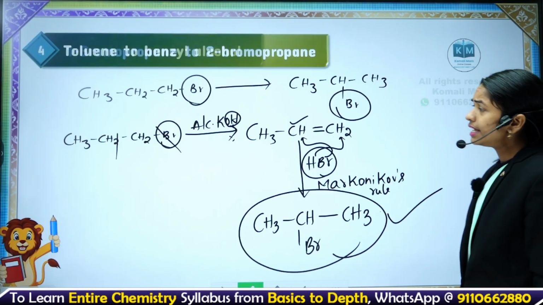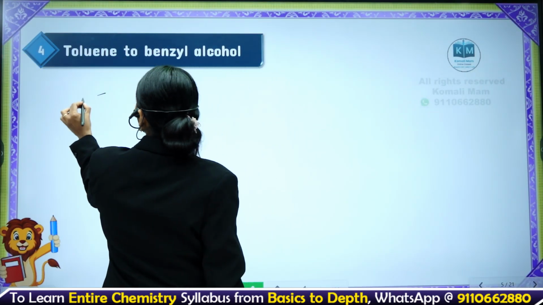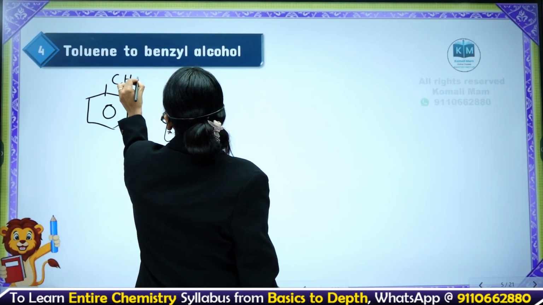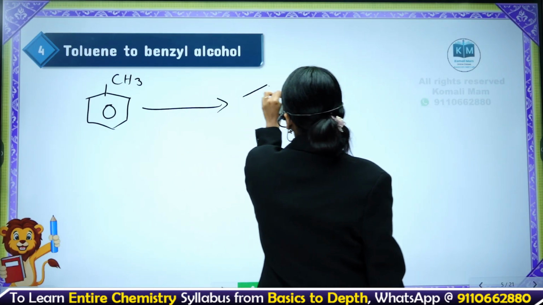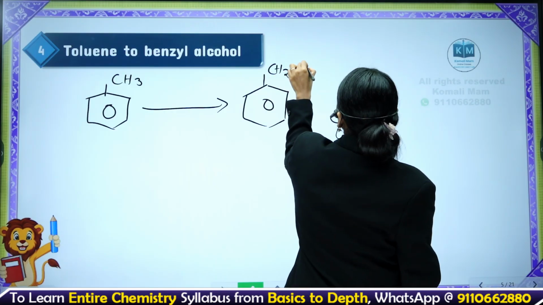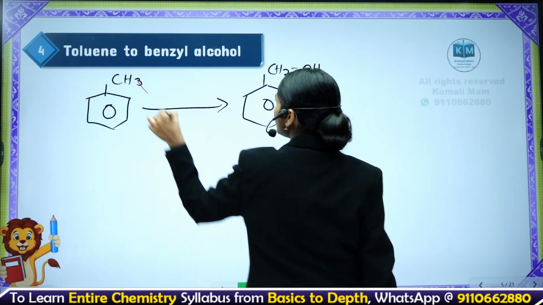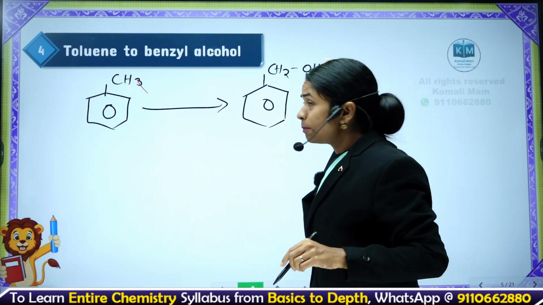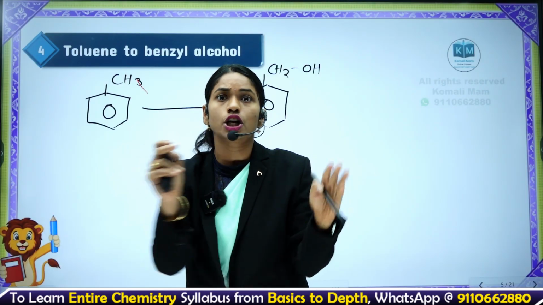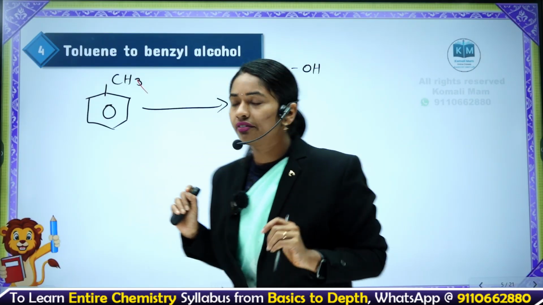Clear? Next question. Toluene to benzyl alcohol. What is the formula of toluene? Structure of toluene: this is toluene. We have to convert it into benzyl alcohol. Identify the difference. What is the difference here? Here one H we should replace, and in that place we have to put OH. There is no difference in the remaining structure, the only difference is that in the H place we are going to substitute OH. That is the only difference, right?